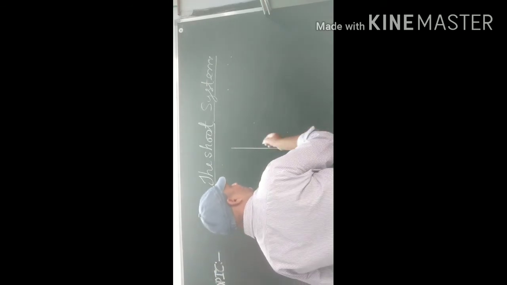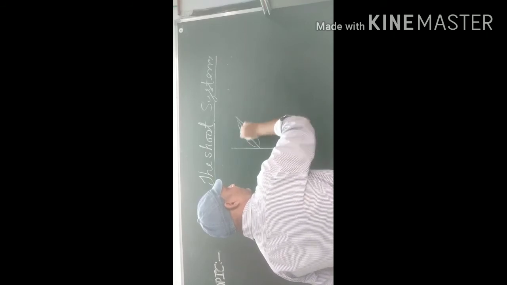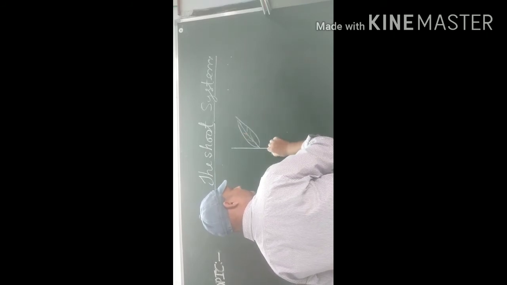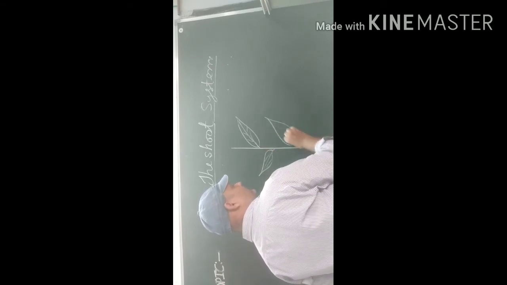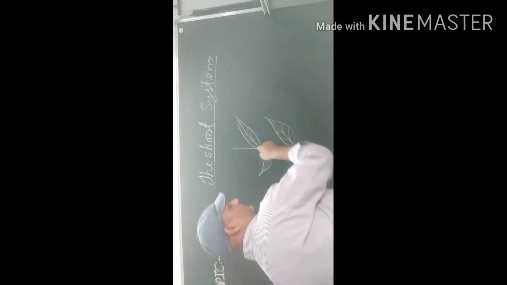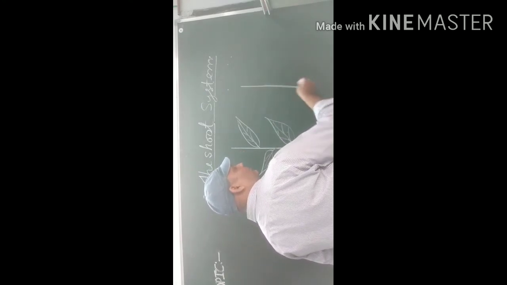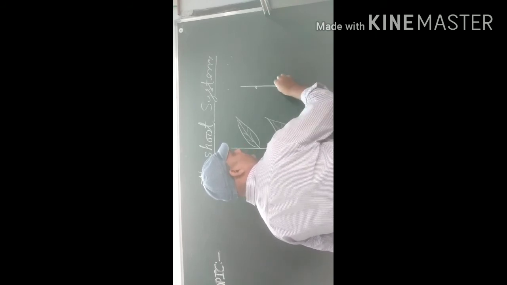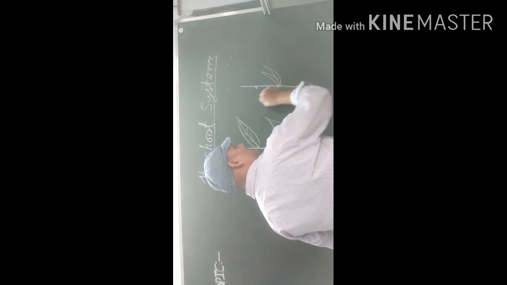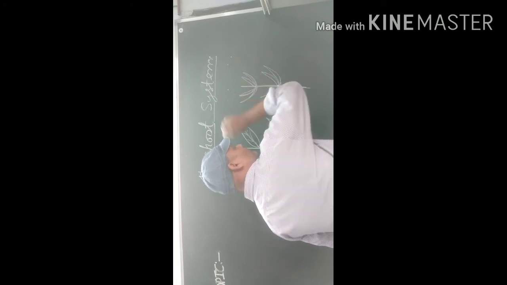This is the alternate form. One leaf is found at each node in an alternate pattern. This is known as alternate. And second, whorled form, where at a specific region of the stem a number of leaves form. This is known as whorled.